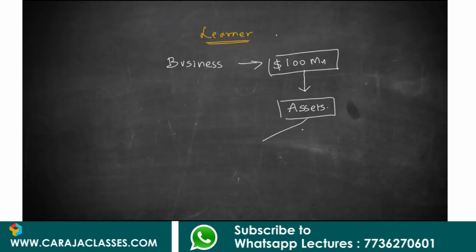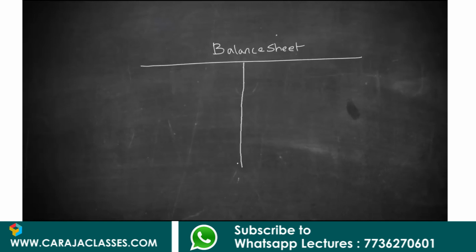Assets can be in any form. It can be in the form of land, it can be in the form of building, it can be in the form of plant and machinery, it can be in the form of furniture and fixtures, it can be in any form. So I'll put it in the balance sheet form. We know that balance sheet is a statement which will list the financial position on a particular date. Financial position is nothing but what are the assets and liabilities you have.